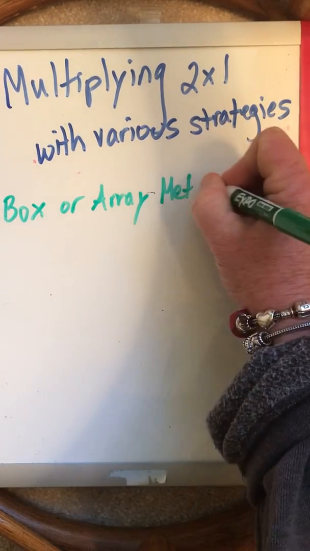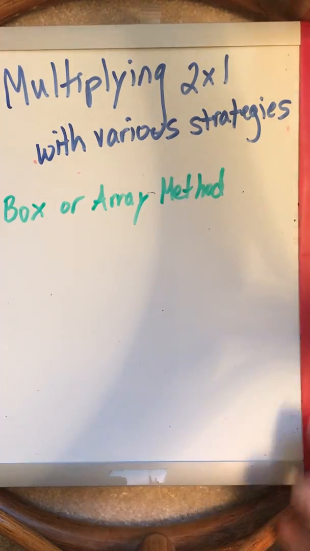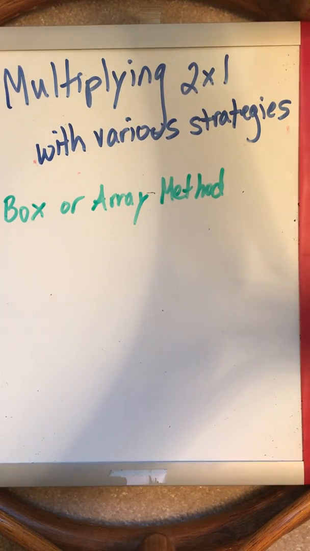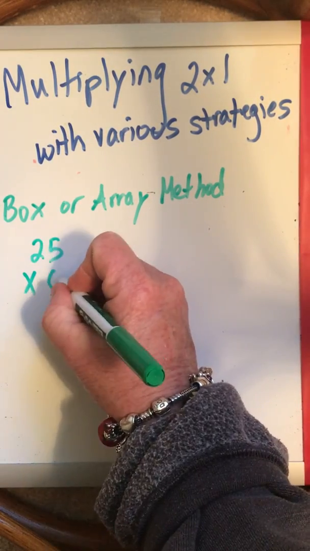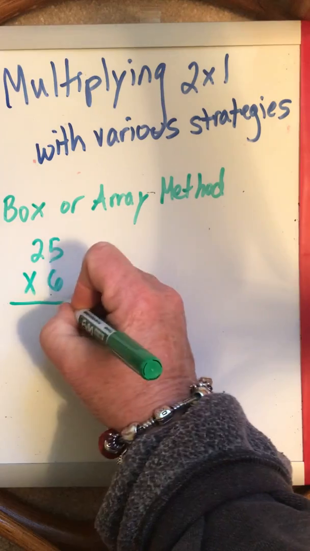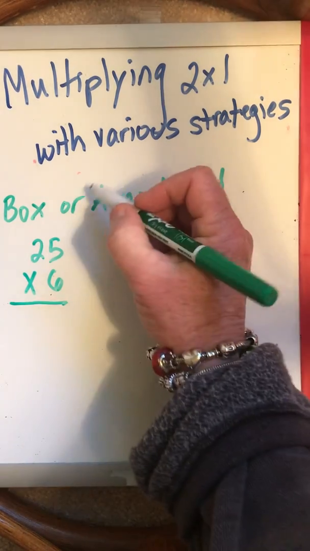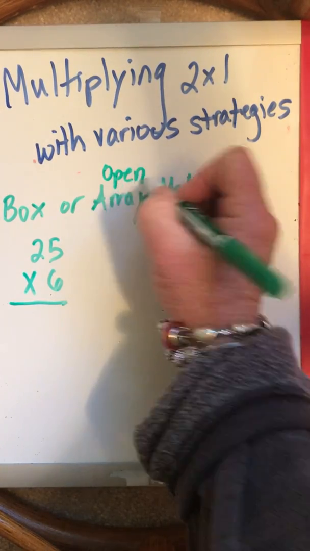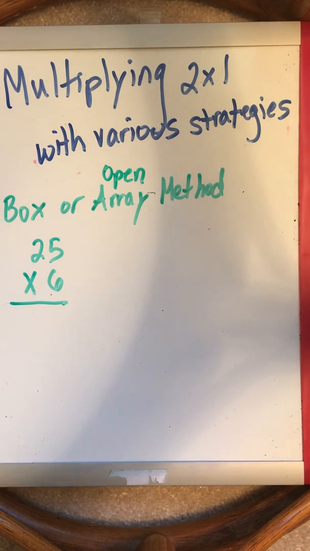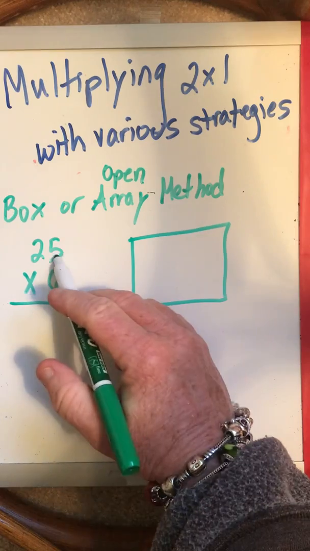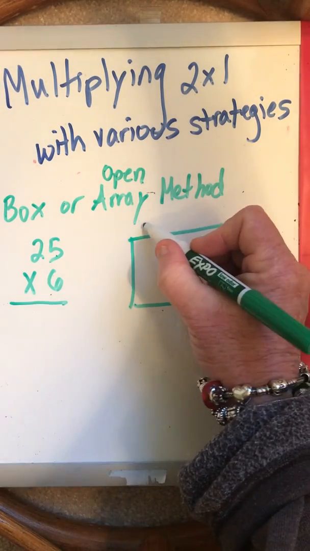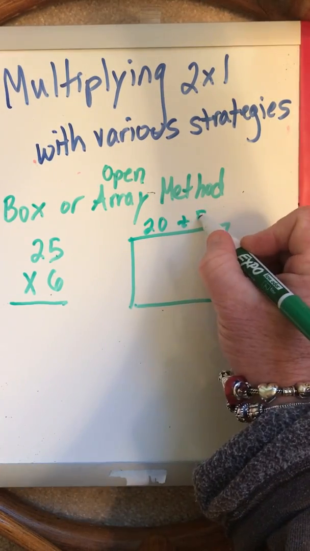Okay, and this really comes in handy. A lot of students like to use this method. It's very visual. So as an example, if your problem is 25 times 6, for using the box, or actually we call it the open array method, we're going to break our numbers apart. And what we're actually using is the distributive property, which I will get into later. We're going to take our 25 and break that apart into 20 plus 5.